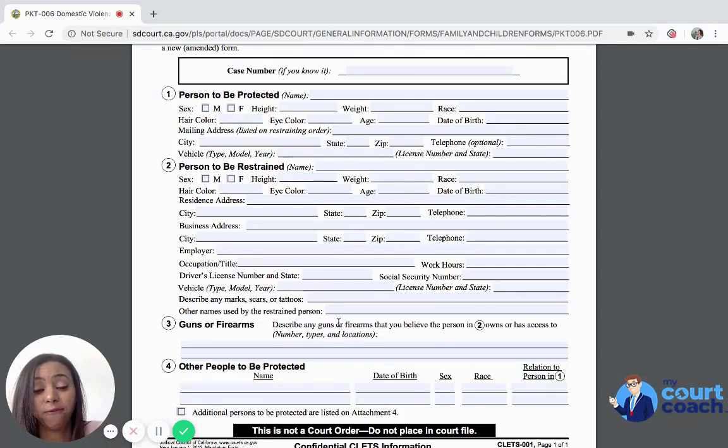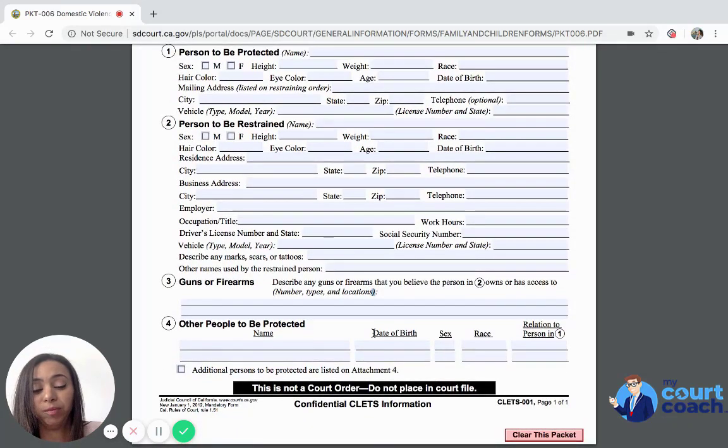Any guns or firearms. So if you suspect that this person does have guns or firearms, you're going to list what they are. So it asks how many guns they have, the type of guns they have, and where those guns or firearms are located. If you don't know that information, then you don't need to fill it out. You can just write unknown. If you know that they don't have any of that, then you can write not applicable.